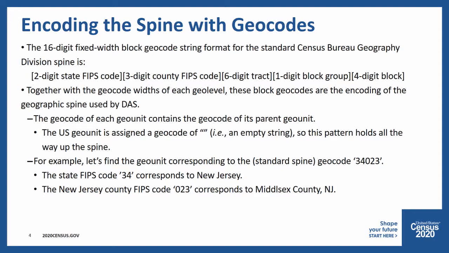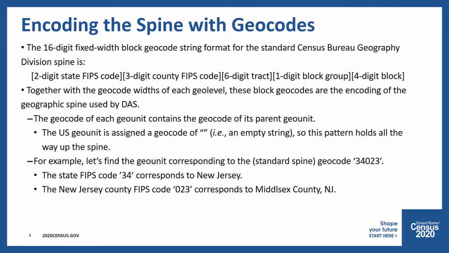So for the standard census spine, using that as an example, the block level, so that's the lowest geo level, the block level geocodes are in the format given here. Each one of these different segments has a different interpretation. Together with the geocode widths given in this format string, as well as the block geocodes themselves, you can derive the entire spine. The reason that's possible is the next point here: the geocode of each geo unit contains the geocode of its parent geo unit. So there's a nice recursive pattern here.